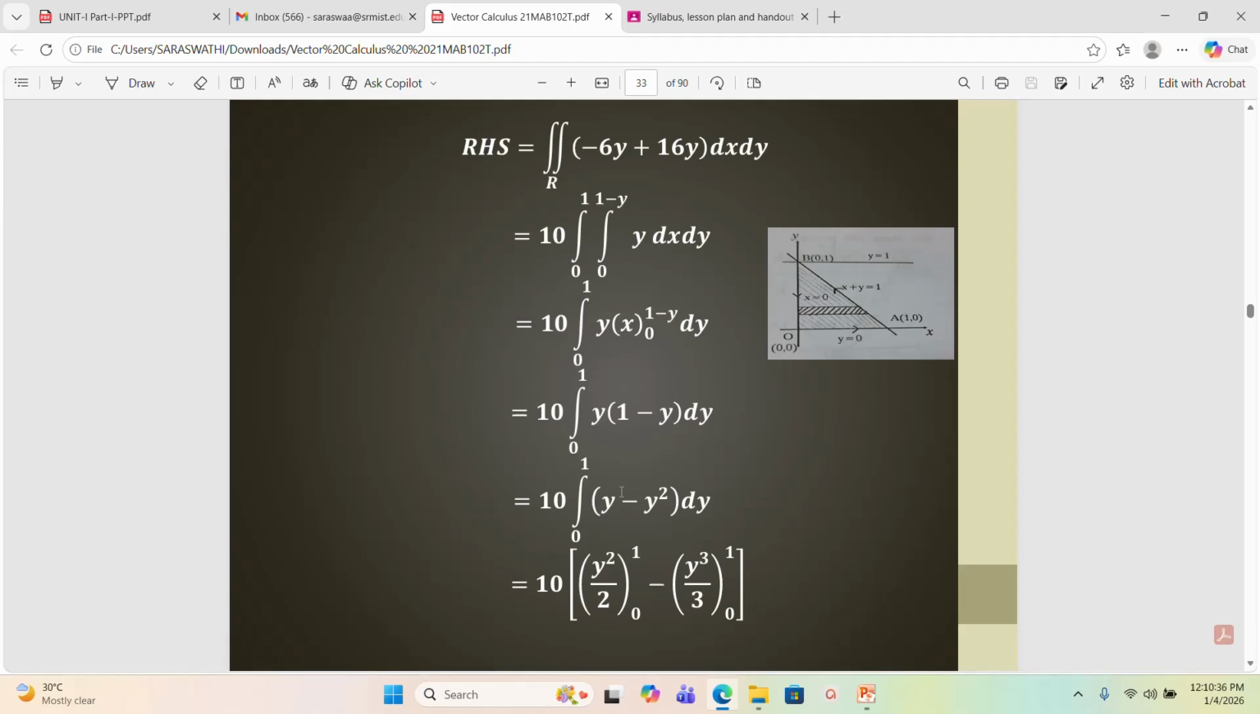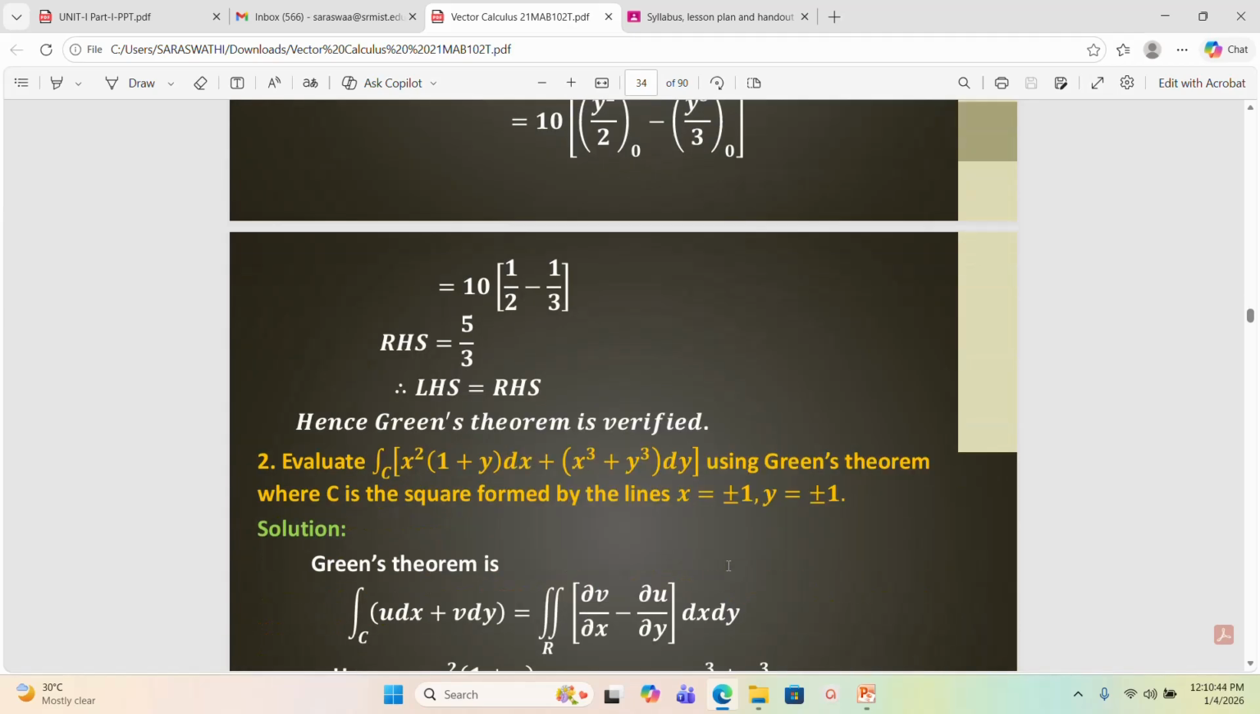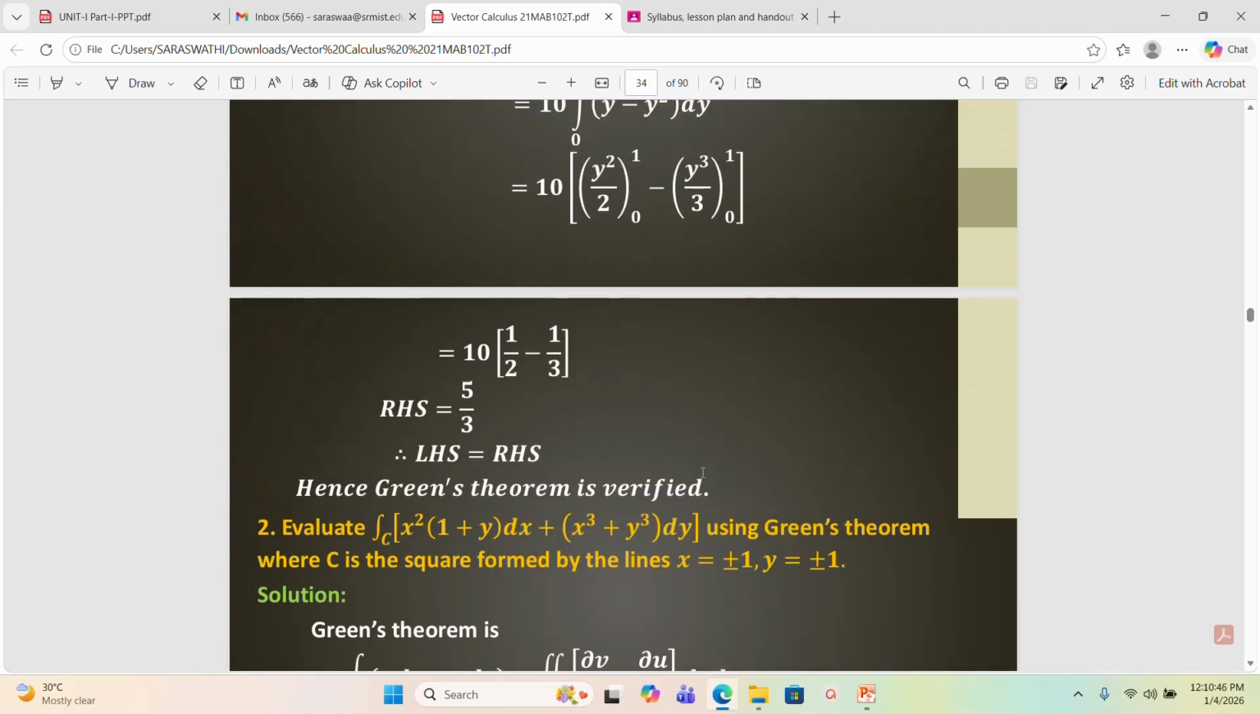Now integrate this. The integral of y dy is y²/2 minus the integral of y² dy, which is y³/3, with limits from 0 to 1. Now apply the upper limit minus the lower limit. So 1/2 minus 1/3 is equal to, the LCM is 6.